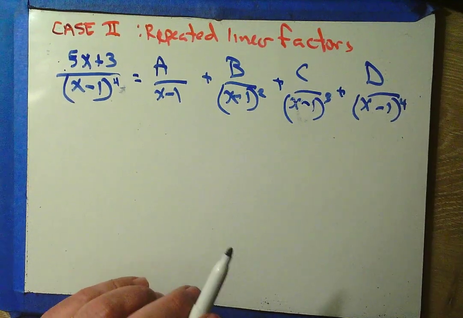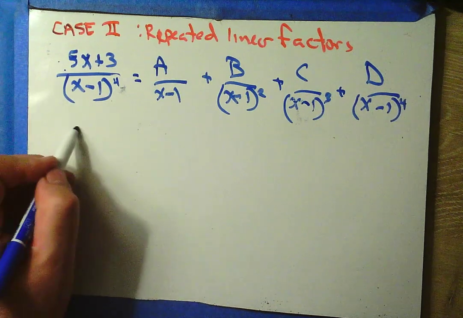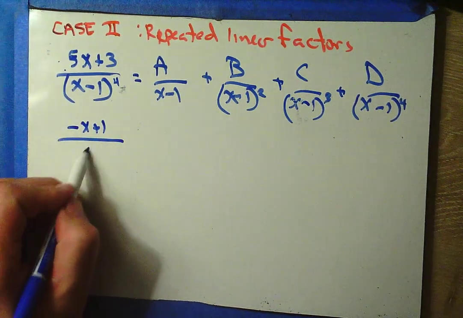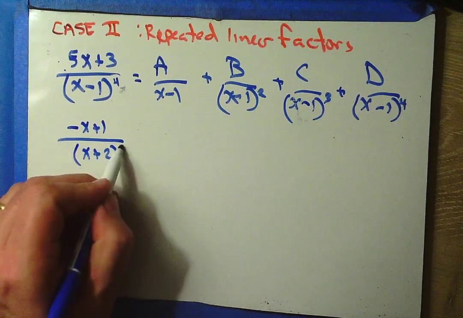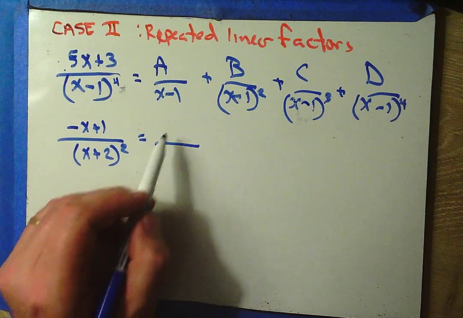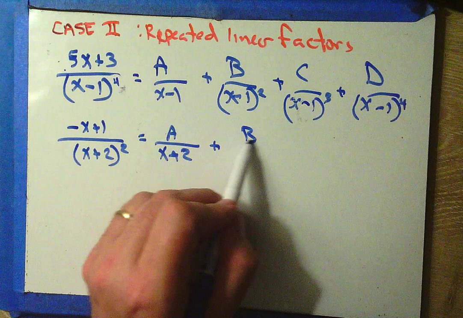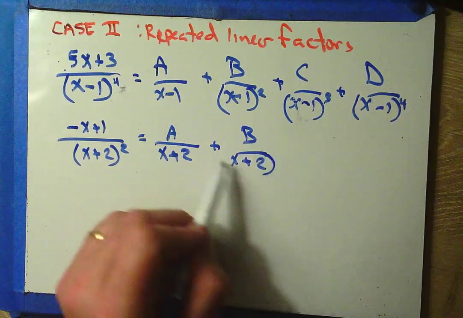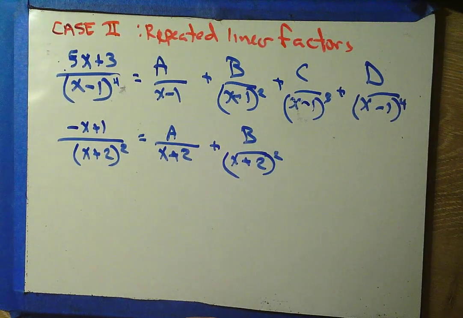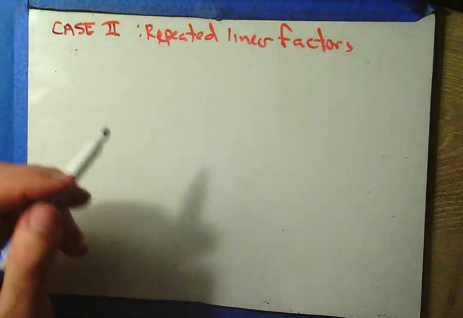Okay, so how would I set up this one where I had negative x plus 1 over x plus 2 squared? Well, this is only a 2, so I'm going to have an a over an x plus 2 to the first, and a b over x plus 2 to the second. All right? Now, I still have to solve for these letters. Don't get me wrong. We still have to go through the process of partial fraction decomposition.